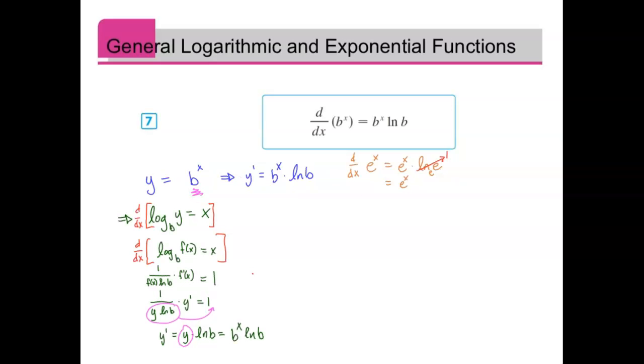But here, let's go over, what if it was something else? Let's do like the derivative of 2 to the x would just be 2 to the x natural log 2, right?